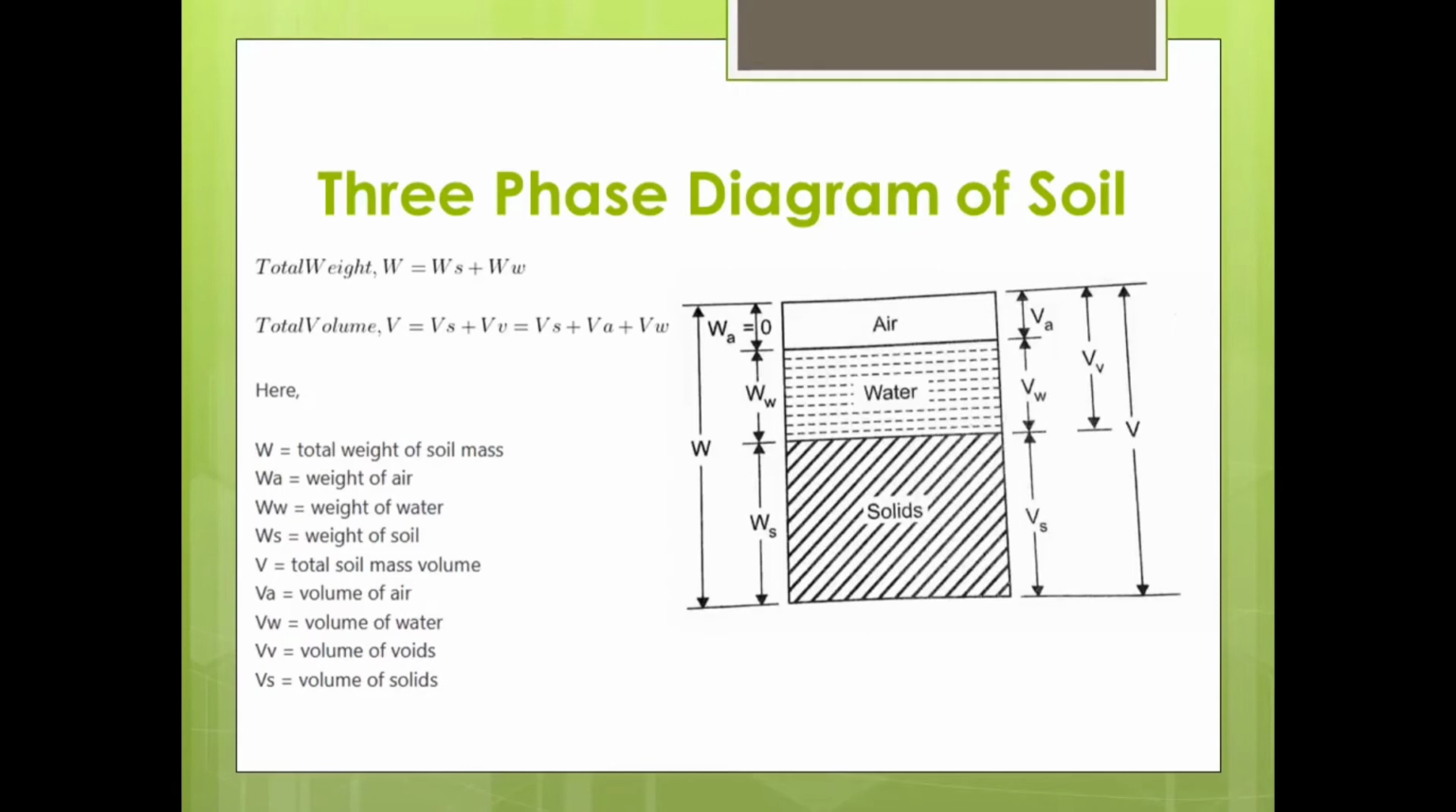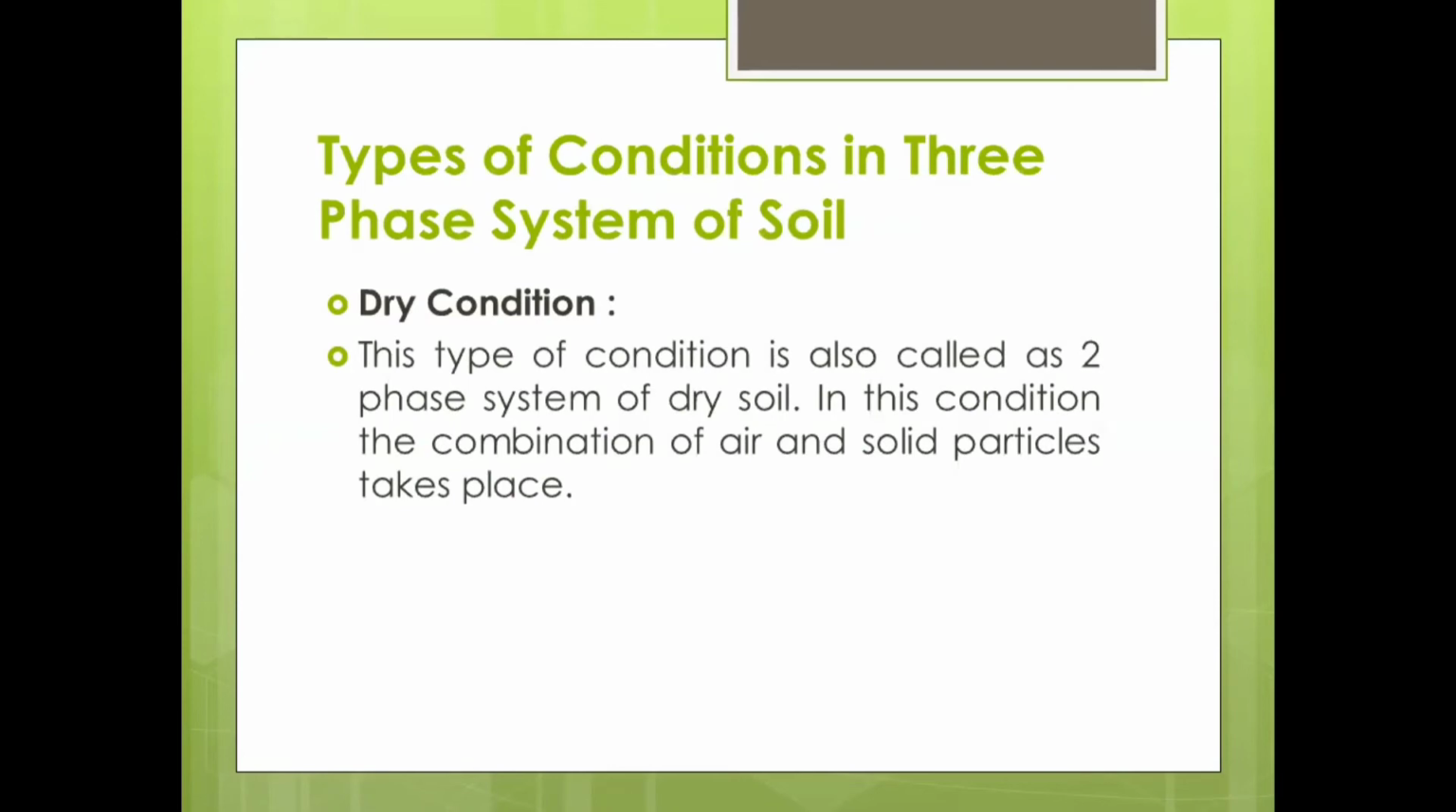Now, there can be a state of soil where there is no water at all. Another state can be that there is no air at all. In that case, what is to be considered? How to analyze this? Let us see the types of conditions in the three-phase soil system. The first condition we shall see is the dry condition.